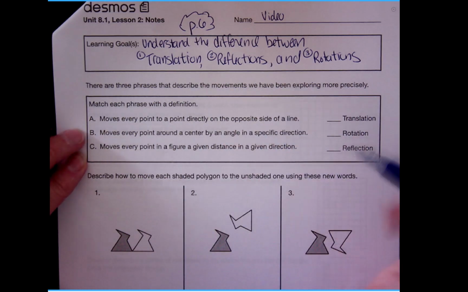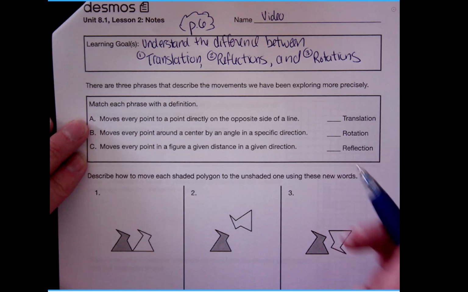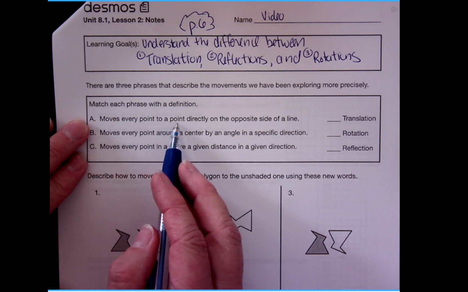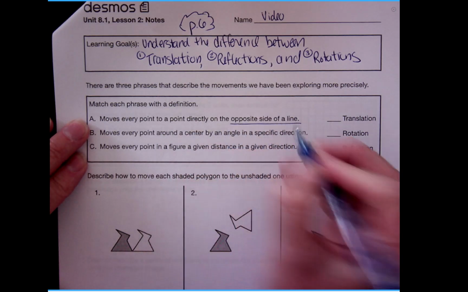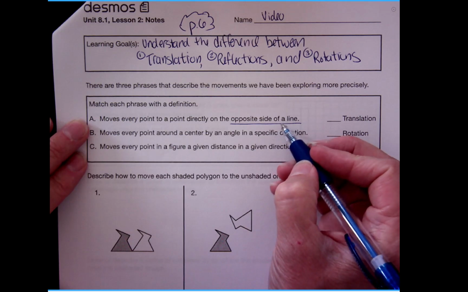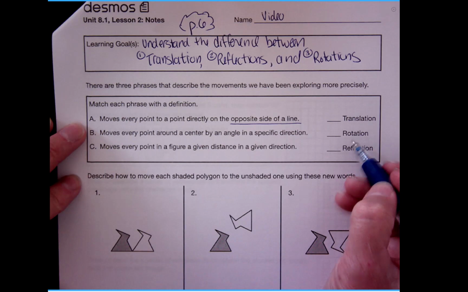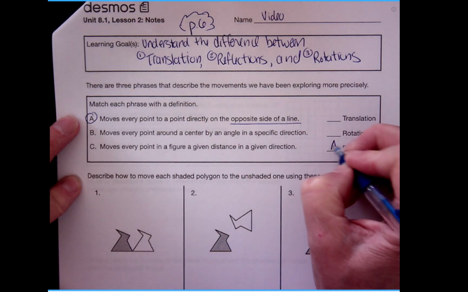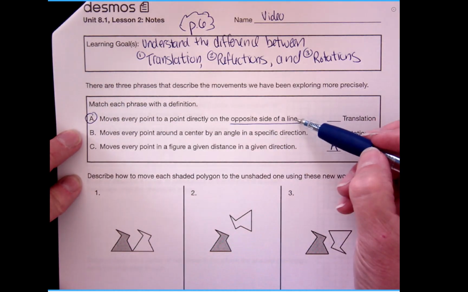And these are some descriptions of translations, rotations, and reflections. Let's see if we can match them up. First of all, we have something where we move every point to a point directly on the opposite side of a line, as if you're flipping it over a line. We'll see one of these down here in an example in a moment. But if you're flipping something over a line, that's a reflection. We'll call that A. So that's the definition of a reflection, and we're looking for flipping something over on the opposite side of a line.